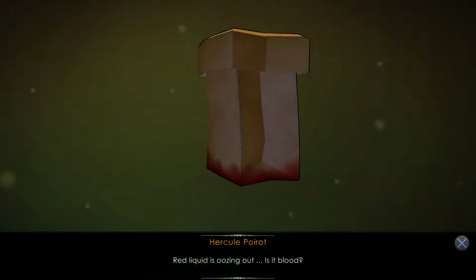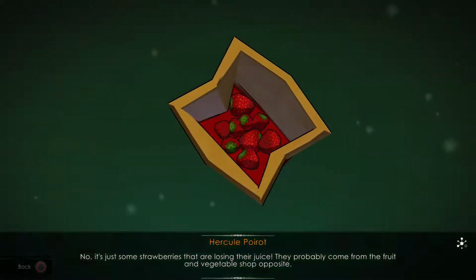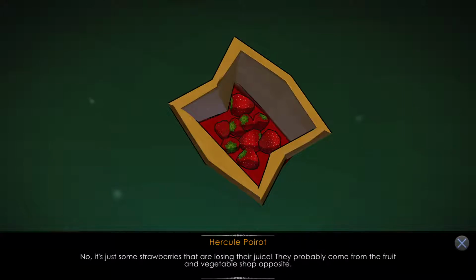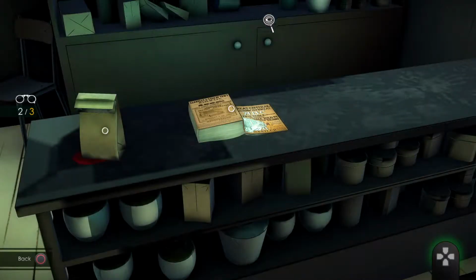Red liquid is oozing out. Is it blood? Oh, kind of looks like it. No, it's strawberries. It's just some strawberries that are losing their juice. They probably come from the fruit and vegetable shop opposite. Does that mean there's something else here? Because it says 2 of 3. Or is it just 2 of 3 in the shop?